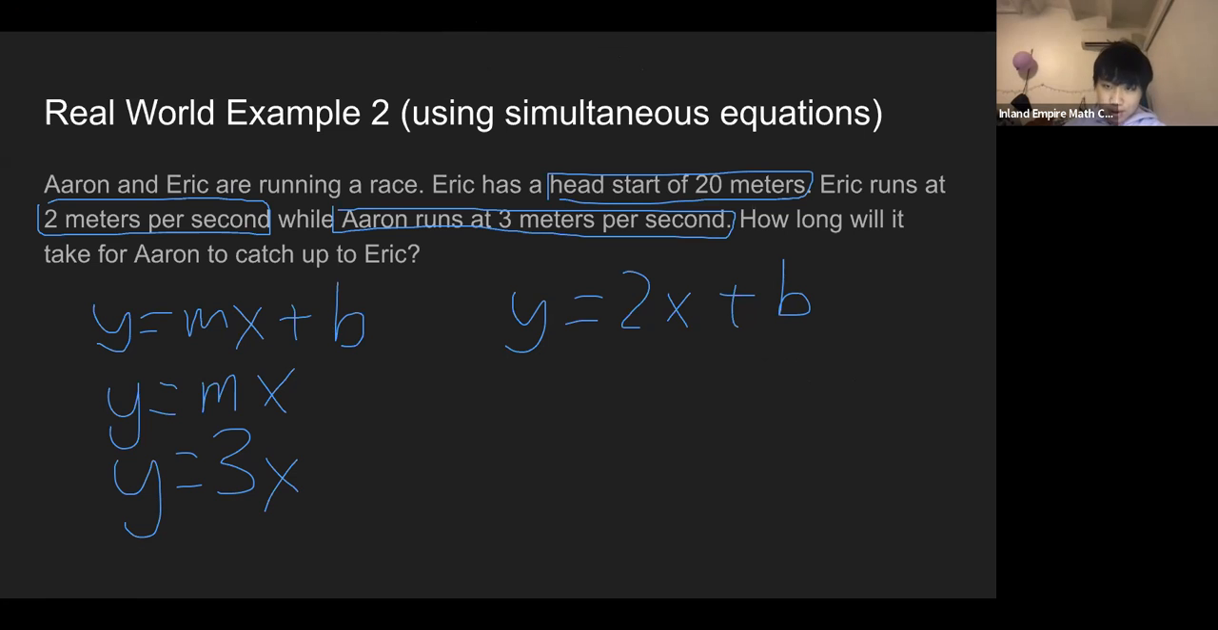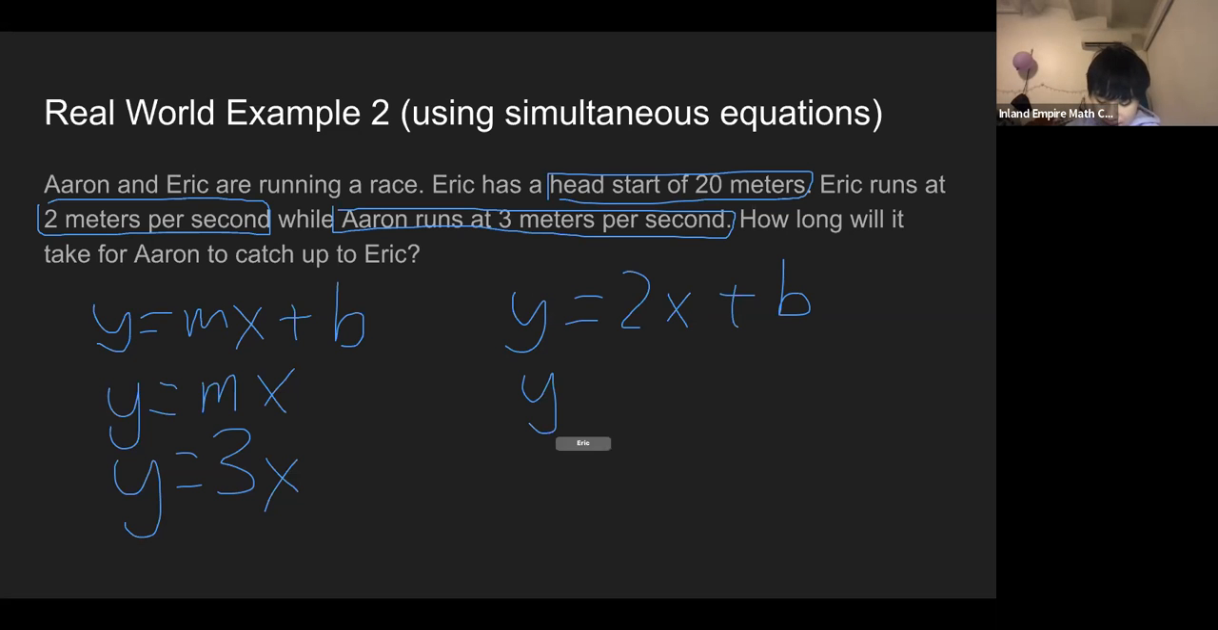Well, he has a head start of 20 meters. That means that when x equals 0, or when the time equals 0, when 0 seconds have passed since the race began, he will be 20 meters ahead of Aaron.